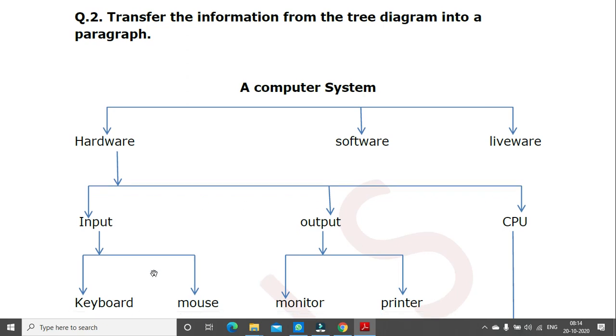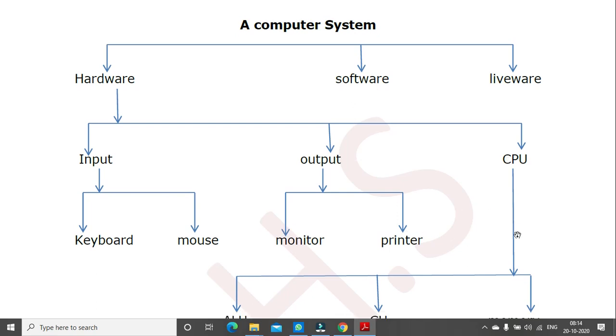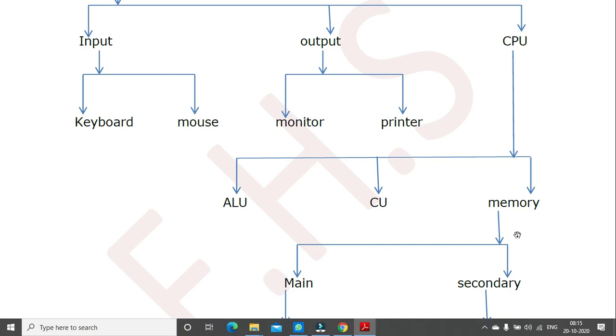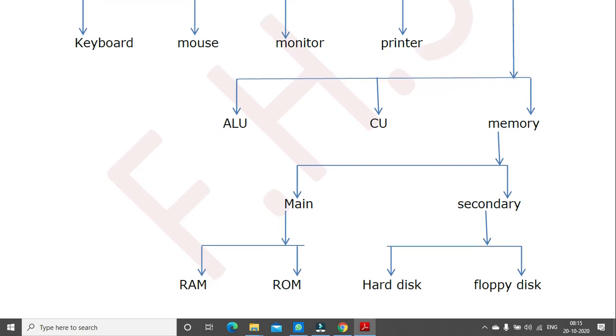From input, you have two pieces of information. The input includes keyboard and mouse. Output includes monitor and printer. And CPU includes the ALU, CU, and memory. Now, memory is further divided into main memory and secondary memory. Now, the main memory is further divided into RAM and ROM, and the secondary memory into hard disk and floppy disk.